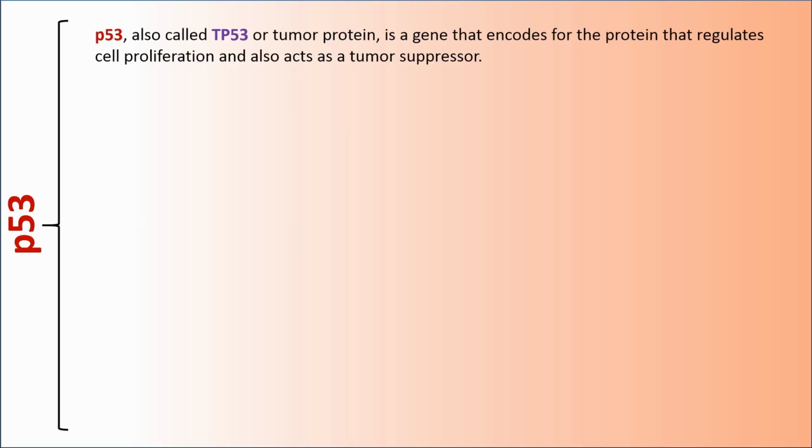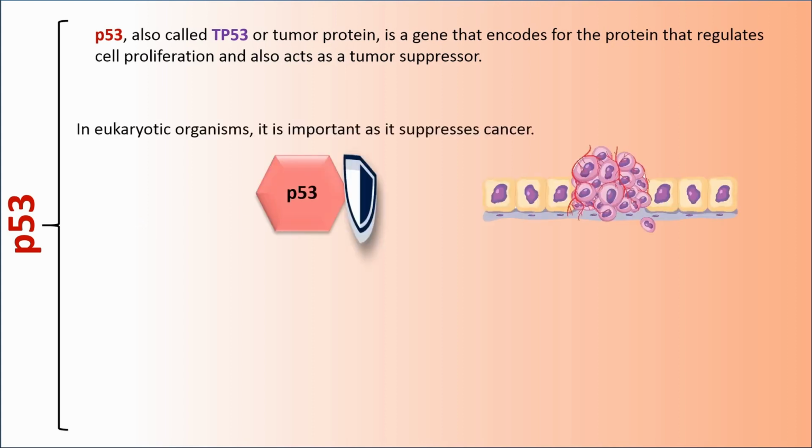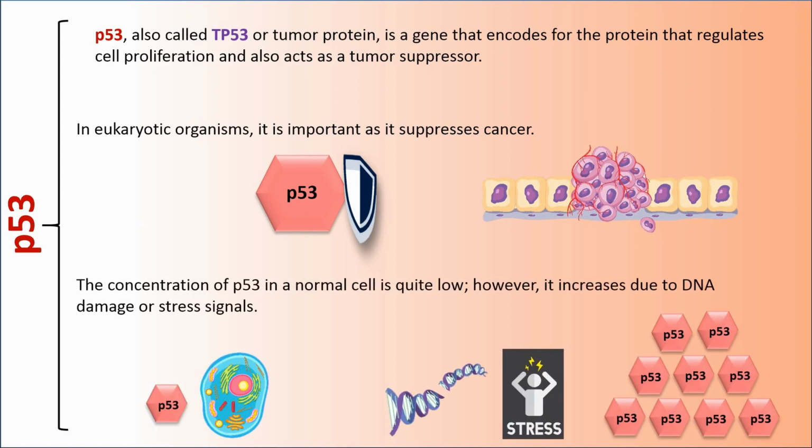P53. P53, also called TP53 or tumor protein, is a gene that encodes for the protein that regulates cell proliferation and also acts as a tumor suppressor. In eukaryotic organisms, it is important as it suppresses cancer. The concentration of P53 in a normal cell is quite low. However, it increases due to DNA damage or stress signals.